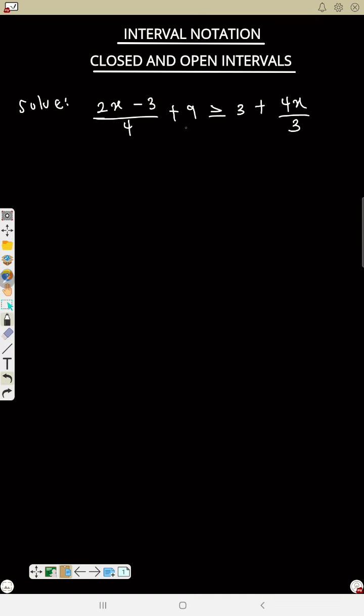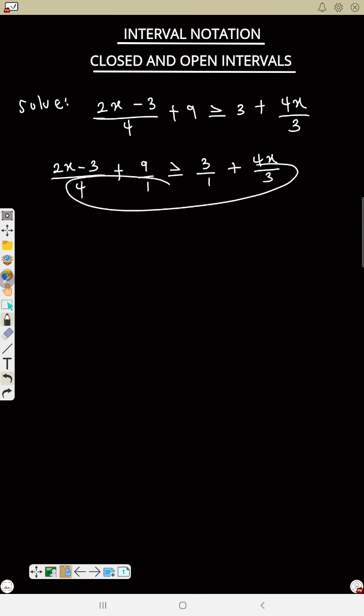Now do you agree that 9 is over 1? This is the same thing as (2x minus 3) divided by 4 plus 9 divided by 1 is greater than or equal to 3 divided by 1 plus 4x divided by 3. Now what is the LCM of everything here? The LCM is 12.